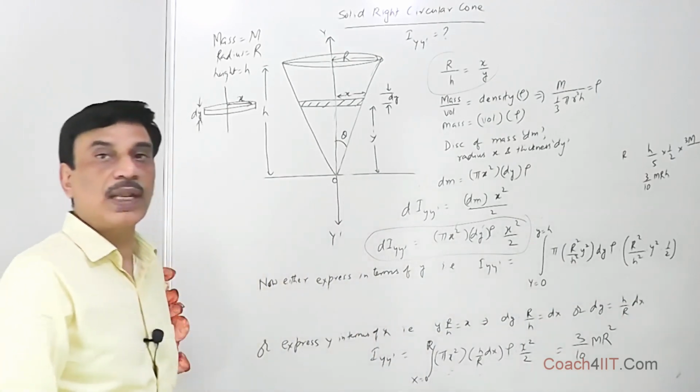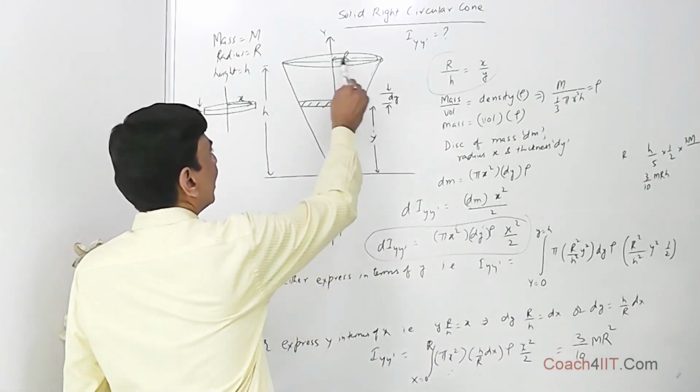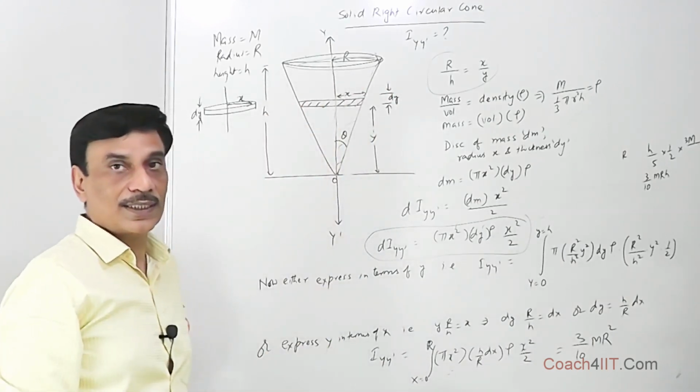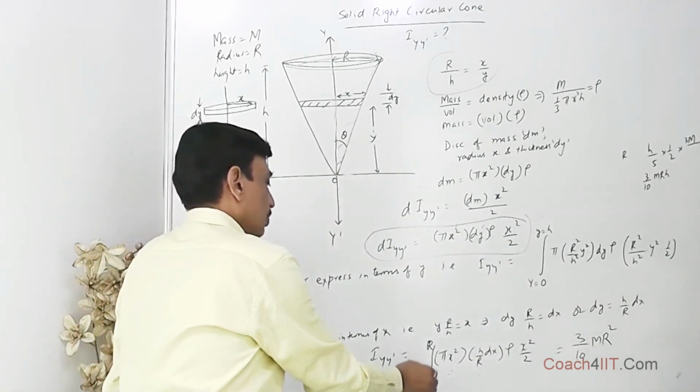Now the x is varying from what to what? x over here is 0, it increases, and finally it becomes x is equal to r at the final disk over here, which we consider, it is the integral of all these moments of inertia of all the disks. So x goes from 0 to r.